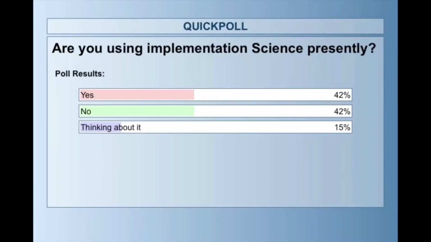And here's the results. Are you using implementation science presently? 42% says yes, they are. 42% says no, they're not. And 15% say they're thinking about it. So that's pretty cool results, isn't it, Sherry? That is cool. I had no idea what we'd get from that.